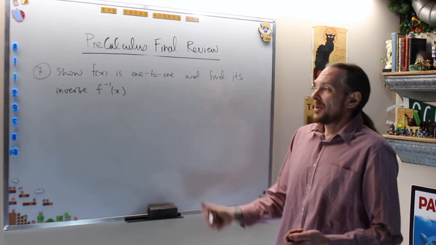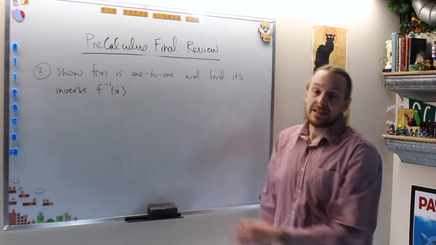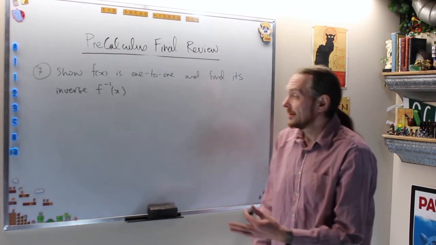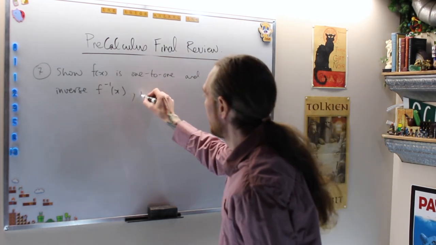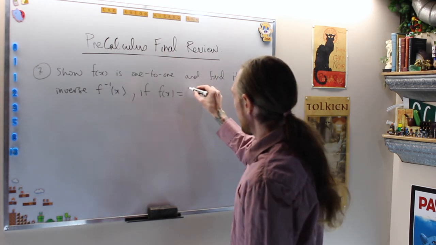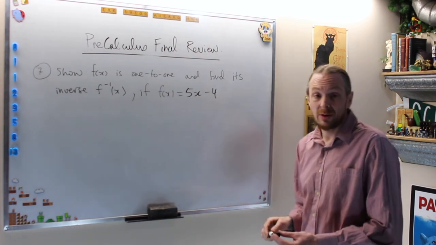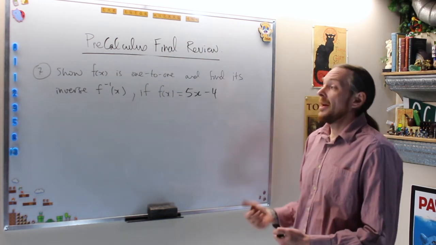The next one we're going to do, number 7, is going to be: show f of x is 1 to 1 and find its inverse, f minus 1 of x. So if f of x equals, let's do a baby one at first to show you how this works, 5x minus 4. So we're going to give you a simple linear function. We're going to show that it's 1 to 1 and find this.